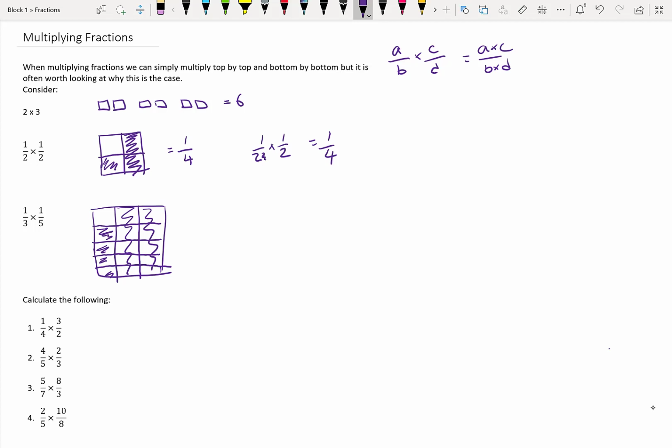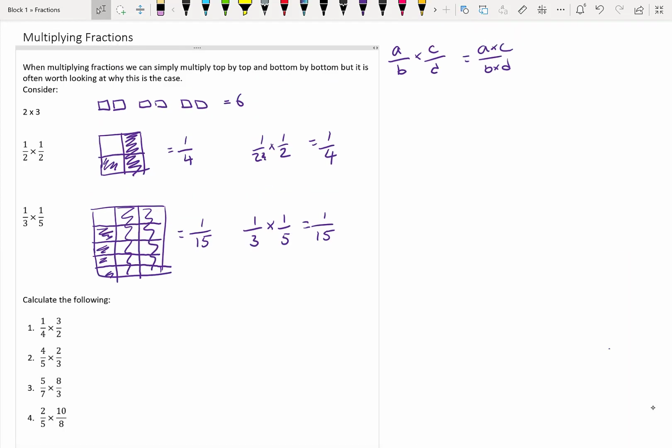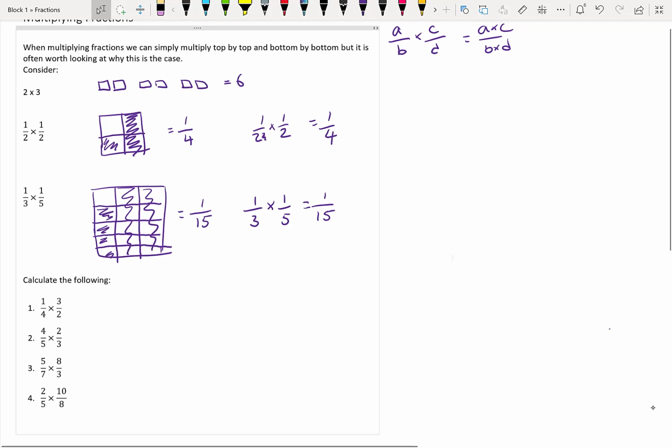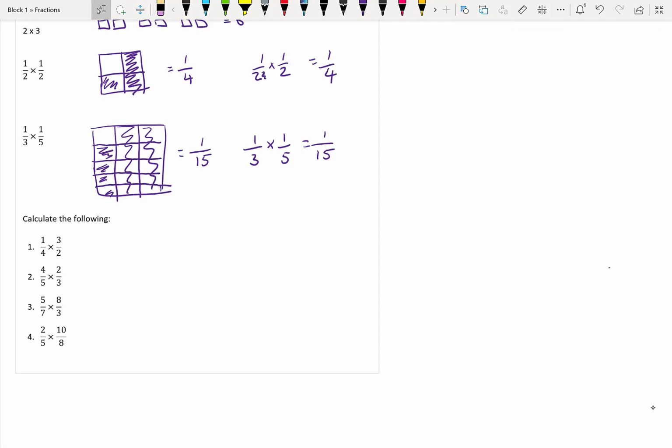How many bits are there in the shape altogether now? Well, I've tried to extend the line so that we can see, but now there are 15 bits there altogether, and I want only this one that's left. So I've actually got 1/15 left. And again, the calculation was 1/3 times 1/5. If we follow the pattern, we do the top times the top, 1 times 1 is 1, over 3 times 5 is 15. So it gives us the same answer, and hopefully we can see now why it works. For the following, I'm not going to draw the picture, but you're welcome to give it a go and make sure that it ties in with what we're saying here.